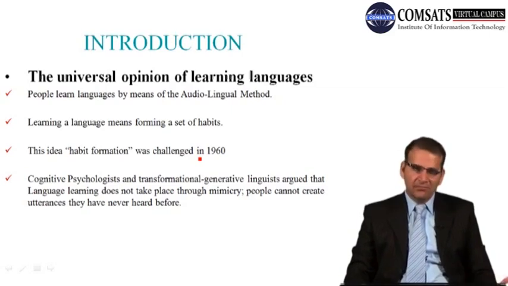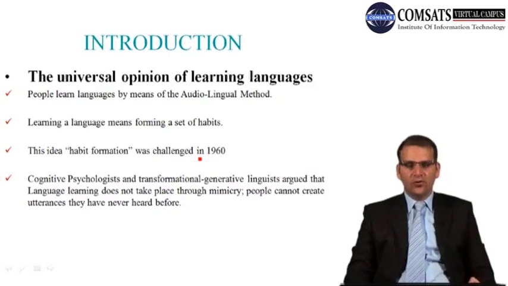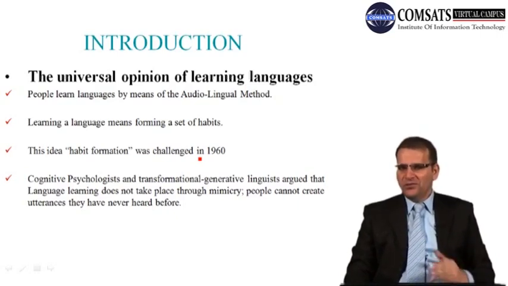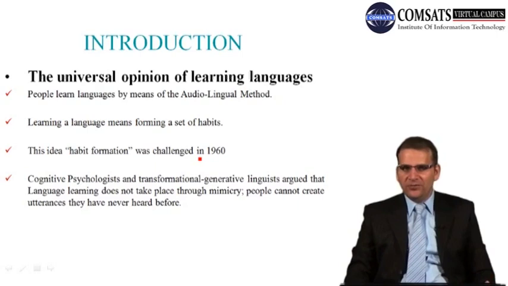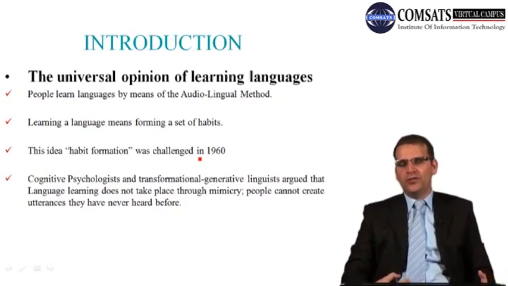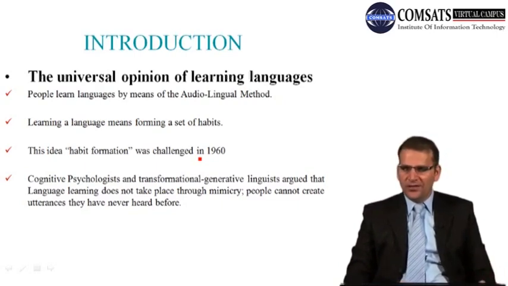We have seen a while ago that people form a set of habits. In 1960 this idea was challenged. Who challenged it? Cognitive psychologists and transformational generative linguists. They argued that language learning does not take place through mimicry. Remember that we saw you mimic, mim we also call it. Through mimicry you cannot learn a language. This is what these cognitive psychologists argued, and also the transformational generative linguists.